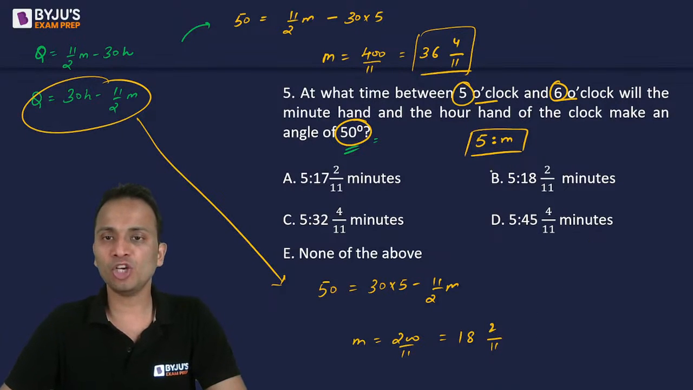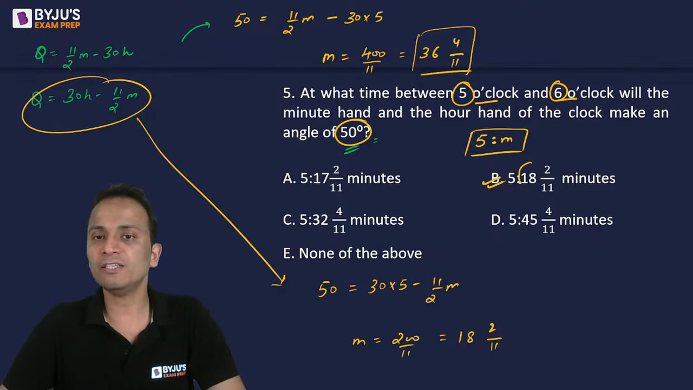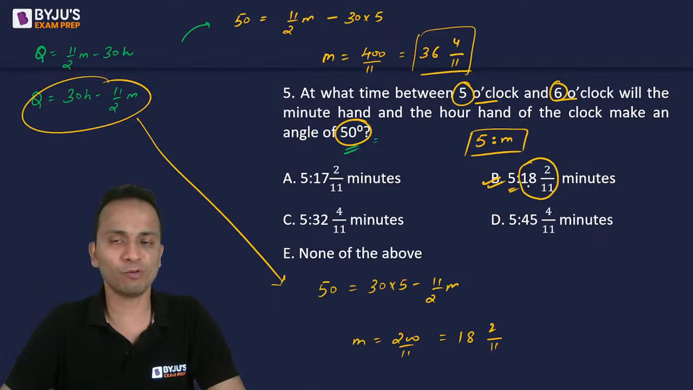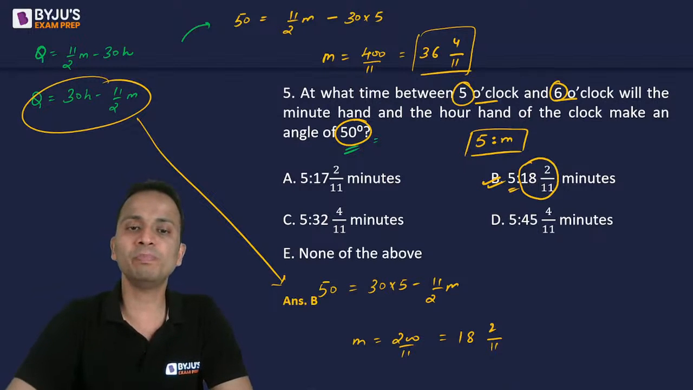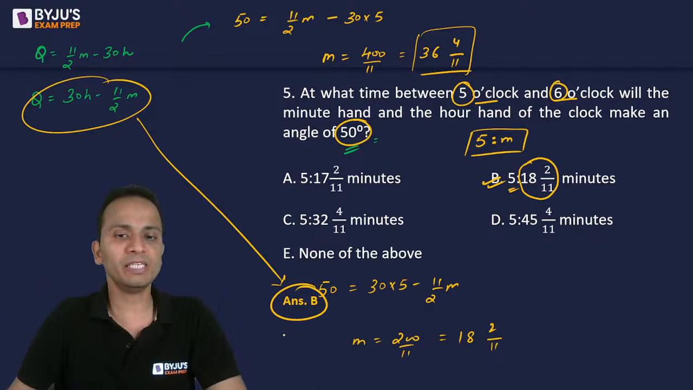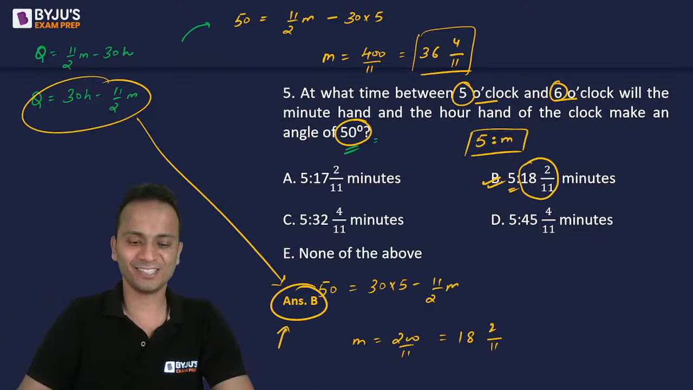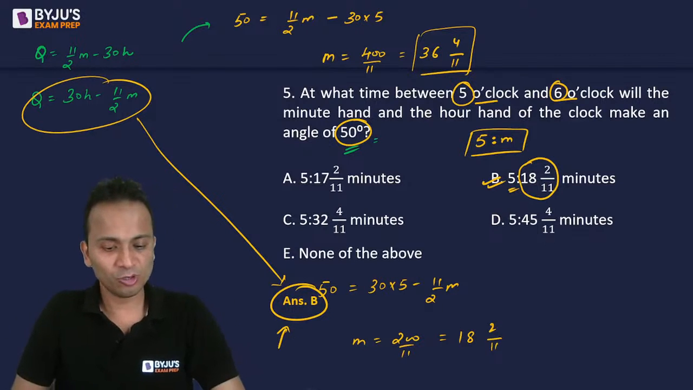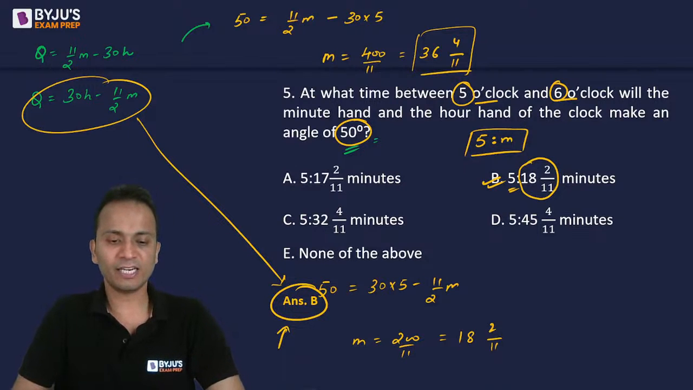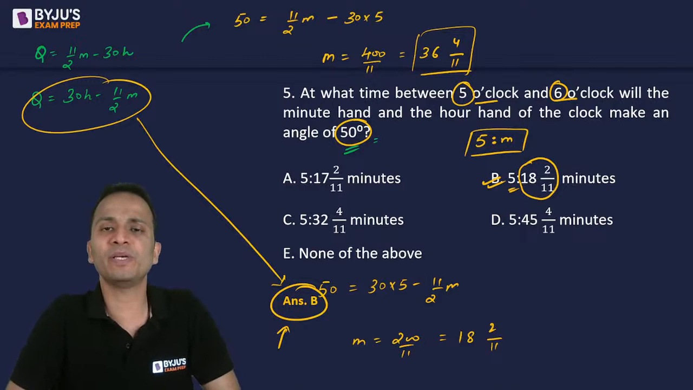Now among the options, as you can see, 18 and 2 by 11 minutes past 5 o'clock, the correct answer should be option B. So option B, yes, it is the correct answer. Right. So Nidhi and Vedant have again given the correct answer. Good, both of you. So these were the 5 questions based on clocks.